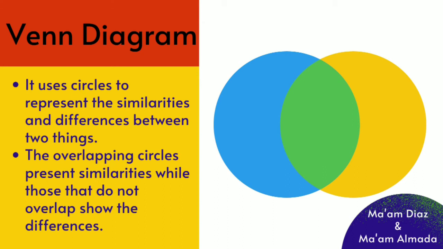Then last, we have the Venn diagram. It uses circles to represent the similarities and differences between two things. The overlapping circles present similarities, while those that do not overlap show the differences. The picture is an example of a Venn diagram.